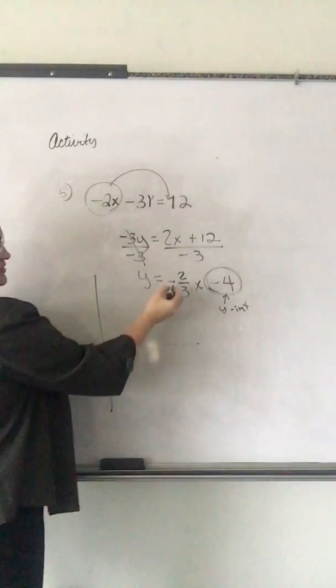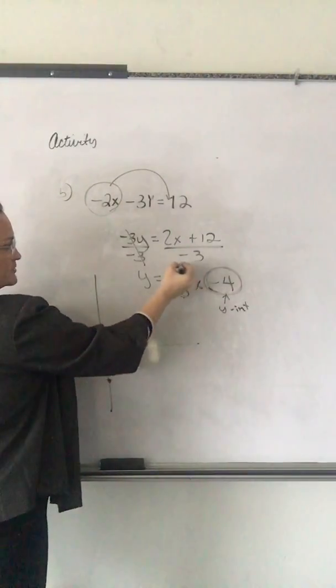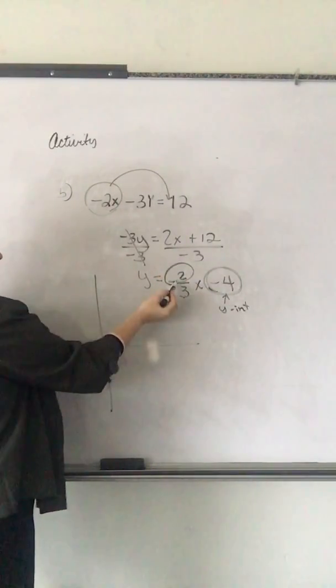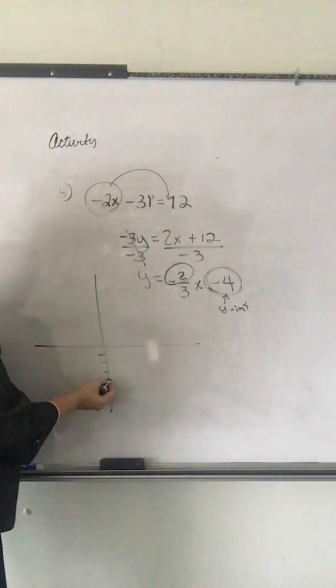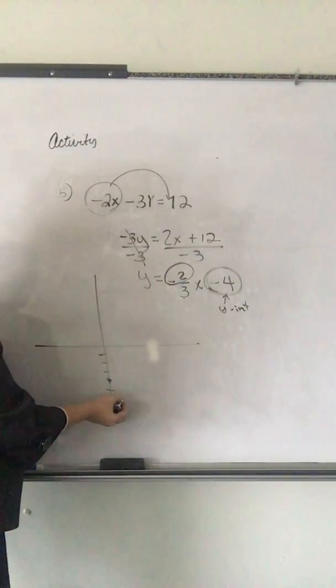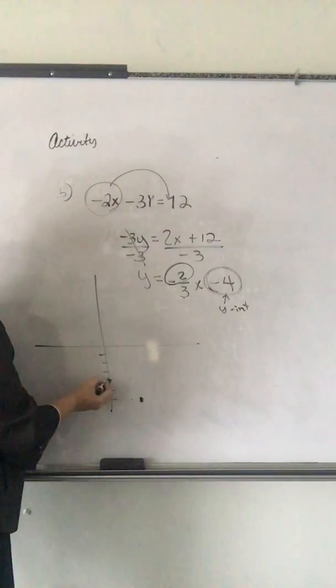And then from there, this is your rise over run. I'm going to use my negative with the top. -2/3. From there is down 2, and then right 3. And then connect your dots.